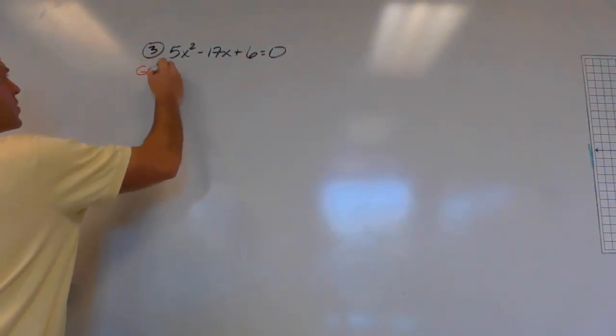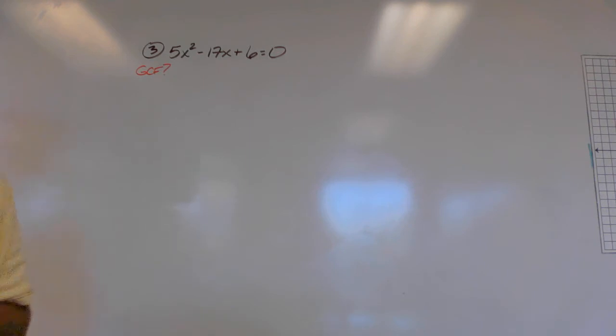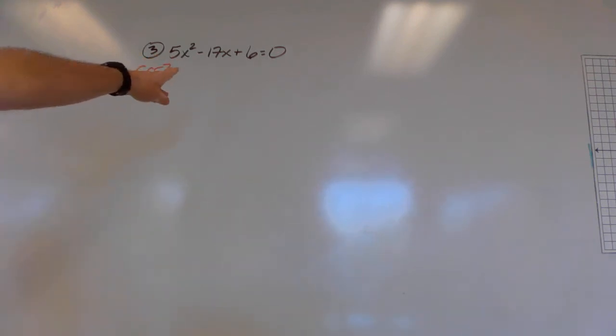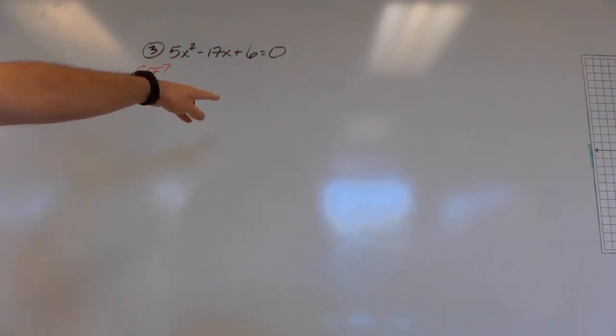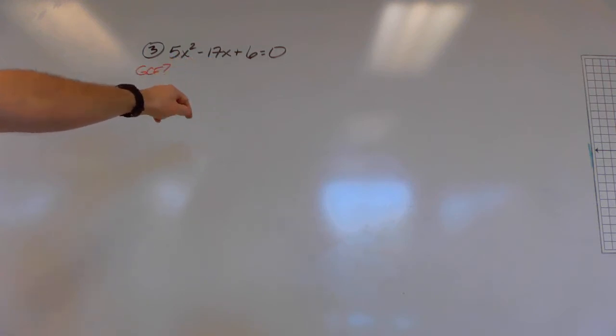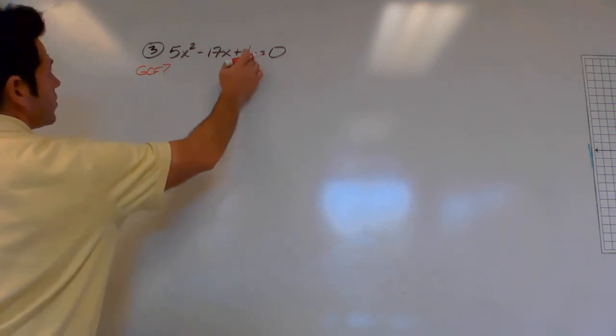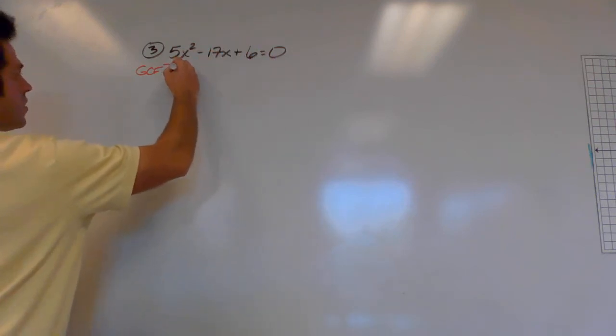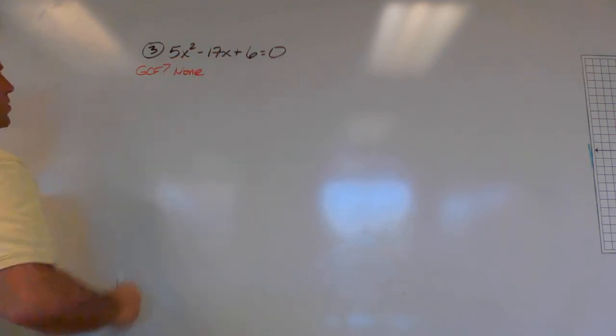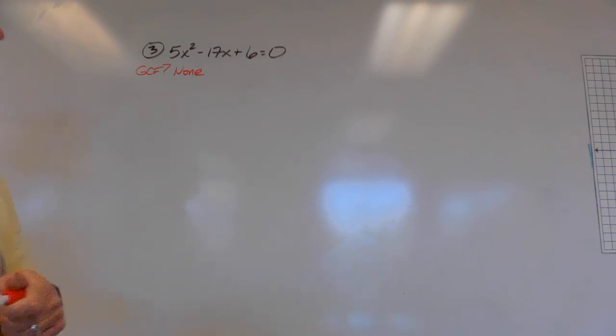In this case, we check for the GCF by starting off with the coefficients, the numbers 5, negative 17, and 6. No numbers are divisible into those except for 1, and so we move on. Variables: x squared, x, and a constant, so we don't have a variable in each of those. So right here, again, we do not have a GCF.